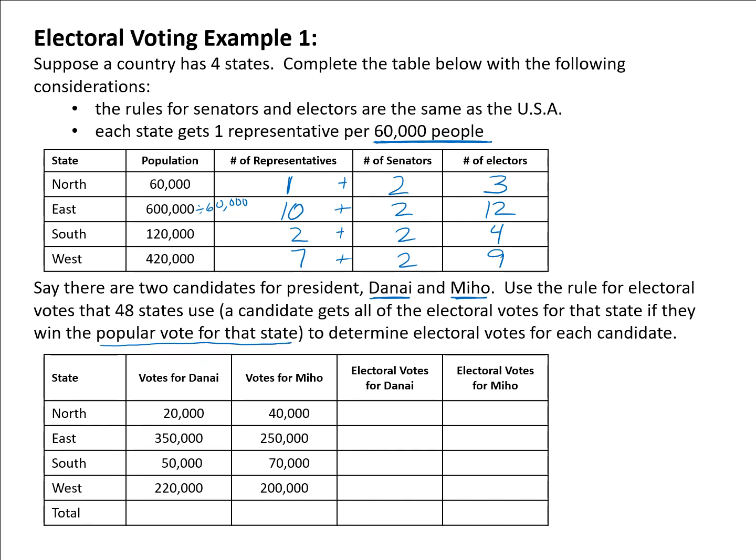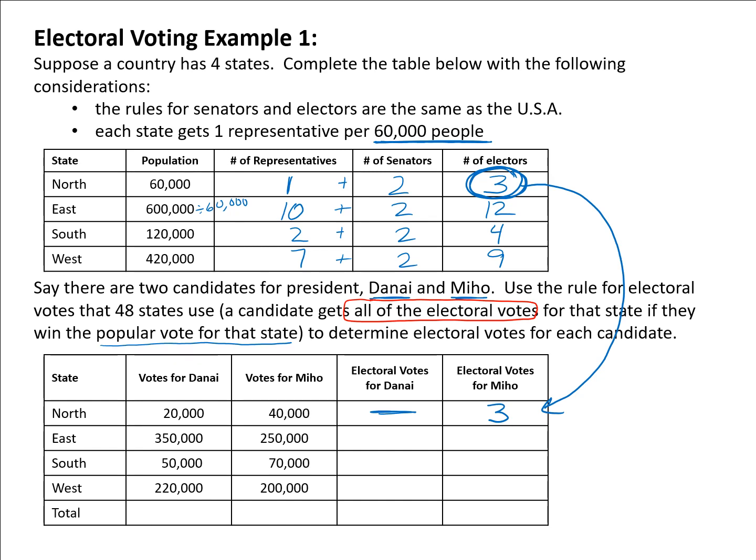So in the state of North, 20,000 people voted for Dene, but 40,000 people voted for Miho. So Miho clearly has the most votes in the state. So Miho is going to get all of the electoral votes for the state of North. So we go back up and we think, okay, the state of North had 3 electoral votes. All of them go to Miho. All 3 votes. If all 3 votes go to Miho, that means Dene gets none of them. All 3 votes go to Miho because Miho won the popular vote in the state of North.